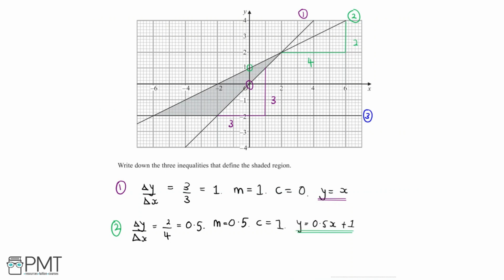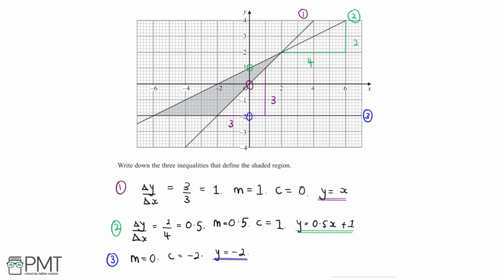And now finally, let's take a look at line 3. With line 3, we can see straight away that the gradient is 0 because it's a horizontal line with no slope, and so we can automatically say that m is equal to 0. Looking at the y-intercept, we can see that line 3 crosses the y-axis at the point 0, minus 2. So the y-intercept c is equal to minus 2. Given that m equals 0 and c equals minus 2, we can put this together to form an equation for line 3, which is y equals minus 2.